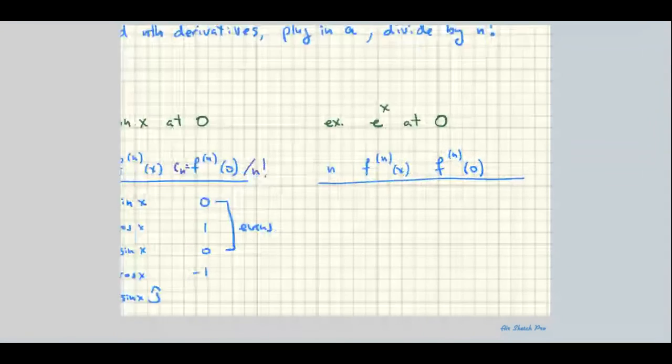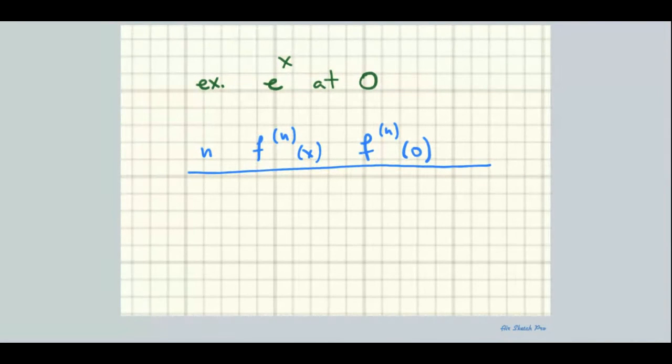Okay, now let's look at e to the x. How about we just cut to the chase on this one? All derivatives are e to the x, including the original function, right? And what is plug in 0? What do you get?